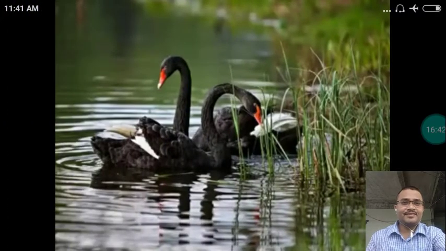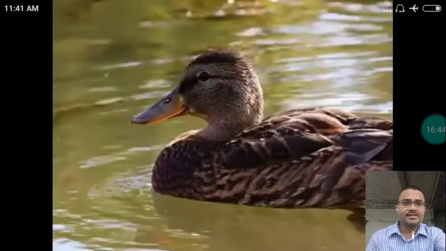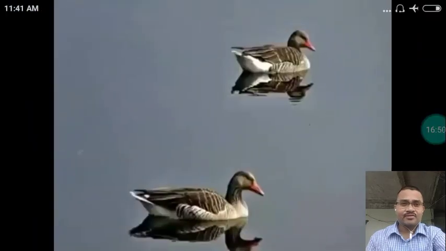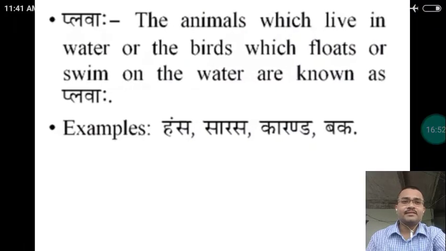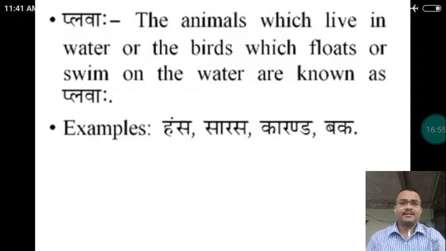Now, these are the swans. The swans that swim over water. Plava, the animals which live in water, or the birds which float or swim on the water, are known as Plava. For example, Hansa, Sarasa, Karanda, and Vaka.